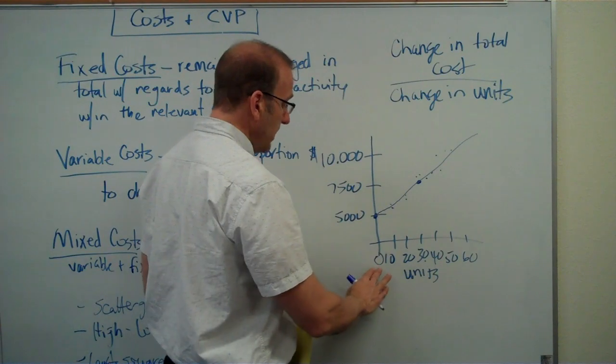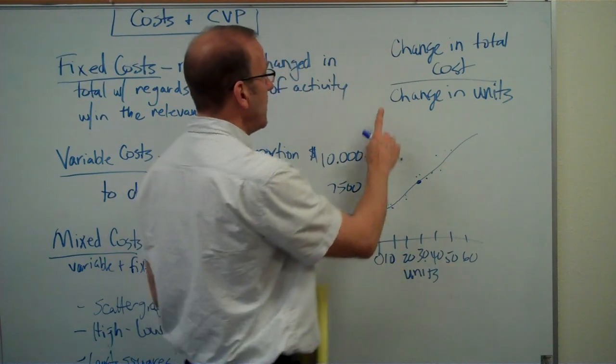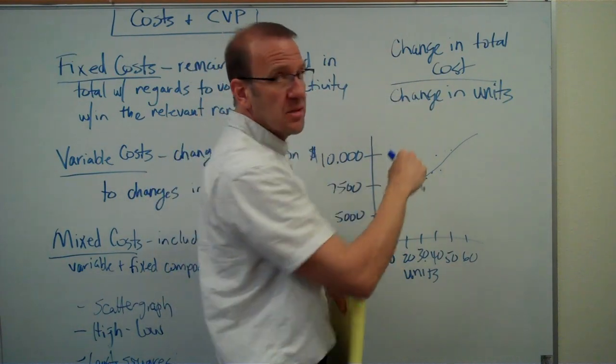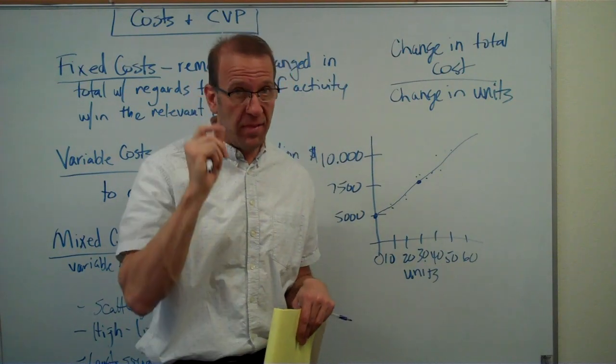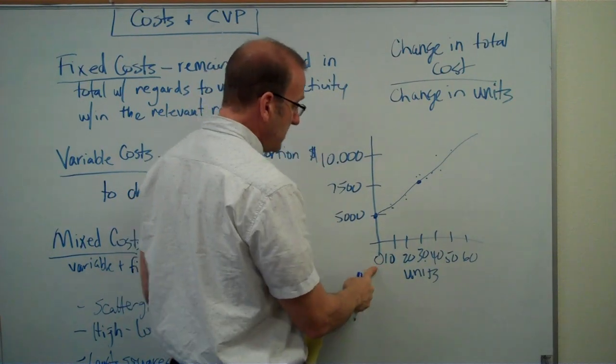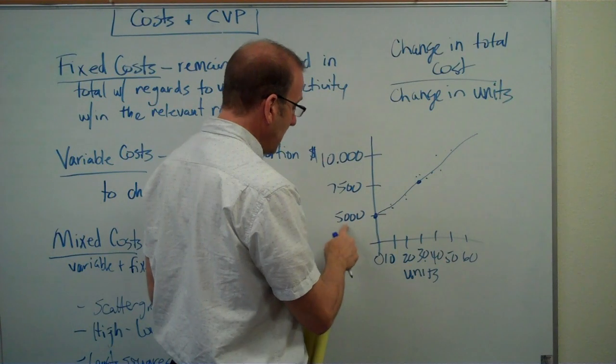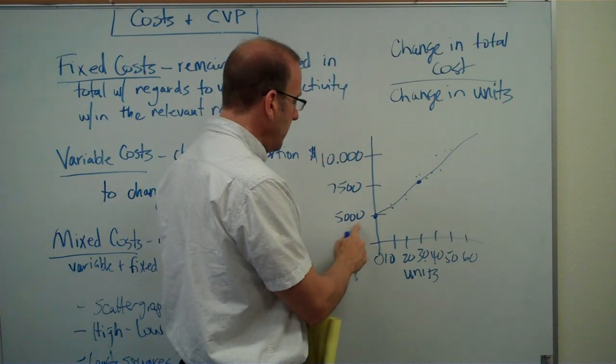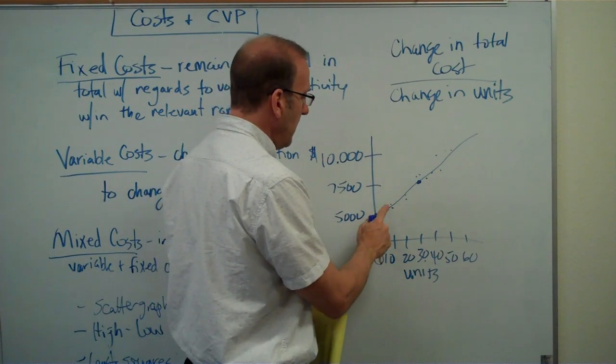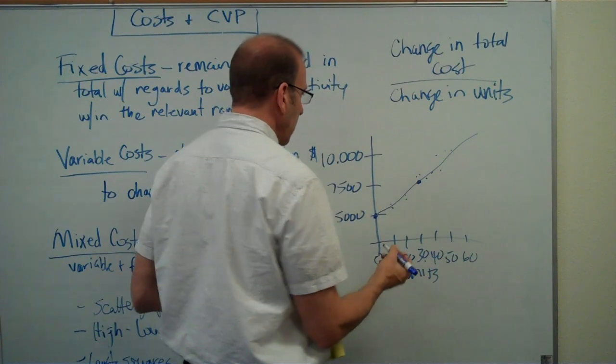So now the low is 0. I'm going to use the same thing. I'm going to do change in cost over change in units. So it's very similar to the high-low method now. I'm going to pick my low. My low is 0 because it's right at 5,000. So that's actually our fixed cost. Our fixed cost is 0. And then our variable portion is what we're going to calculate here.